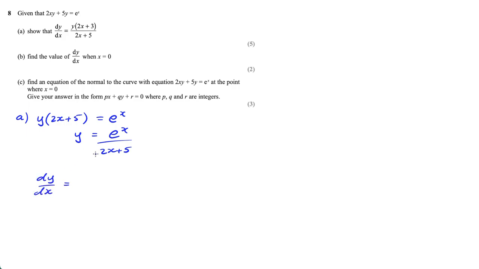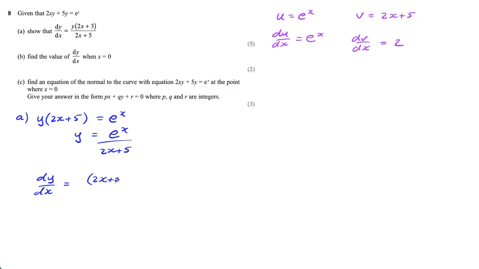So dy/dx is equal to v times du/dx. Let me just write u and v over here, guys. u is e to the x. v is 2x plus 5. du/dx is e to the x. And dv/dx is 2.